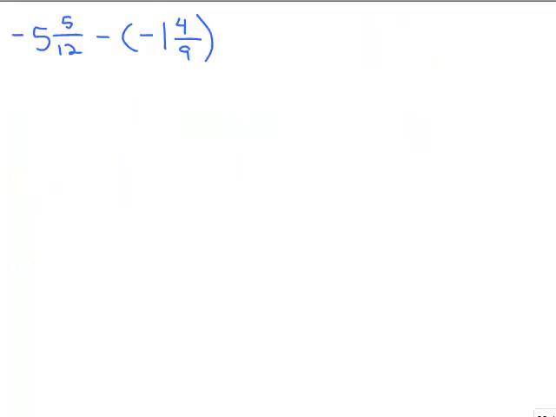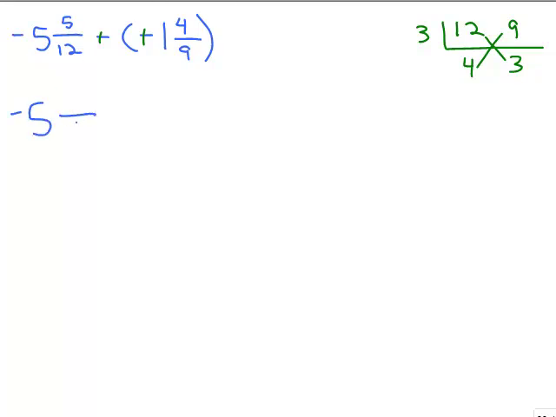All right, here's our last problem. We have negative 5 and 5/12 minus negative 1 and 4/9. So first thing I'm going to do is say, oh, minus a negative, that's going to be plus a positive. So let's do that first. Now I need to get a common denominator for 12 and 9. And I'm going to go over here. 3 goes into both of those. So the common denominator is going to be 36.